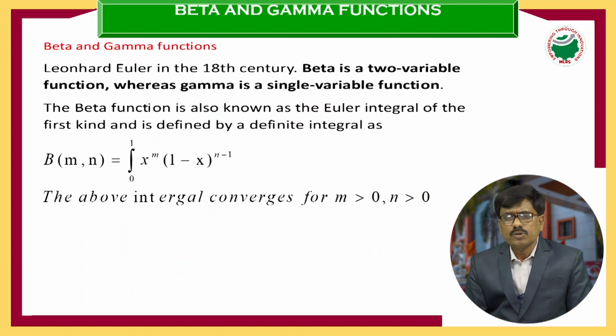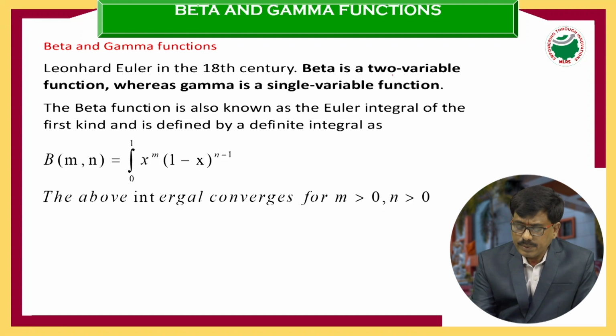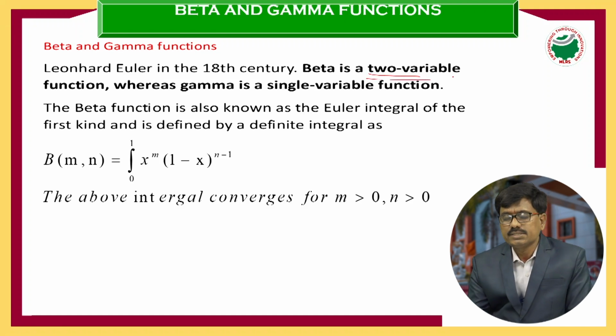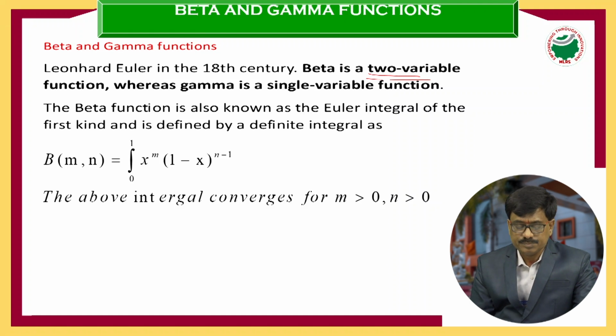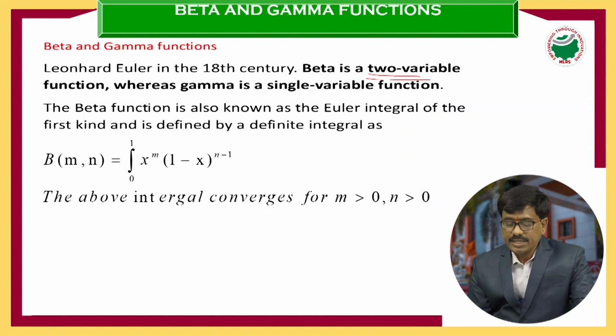Let me talk about the definition of the beta function, and then I can extend the topic further into the gamma function. See, the beta function is a two variable function whereas the gamma function is a single variable function. The beta function is defined for two variables, and this integral was evaluated in the 18th century, because this is an unbounded function. And the beta function is an Eulerian integral.